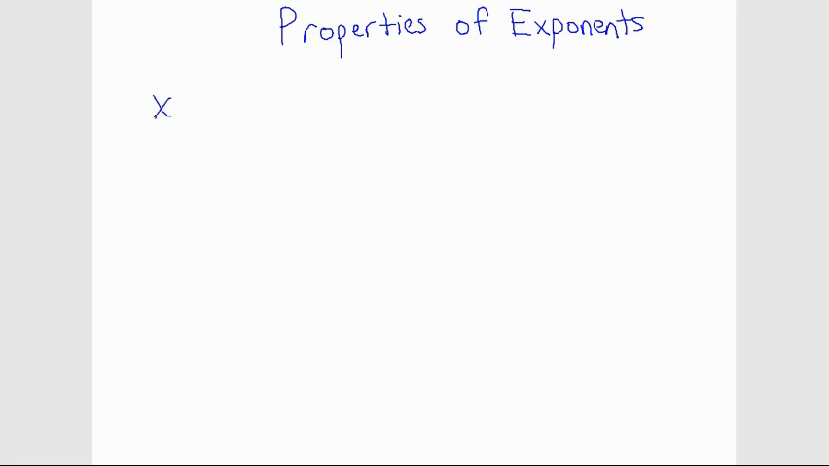We'll start with x squared times x cubed, and we'll keep the bases the same because this is important. I want to write out what I know about this expression if I'm going to know how I can, or even if I can, combine these terms. So I know that x squared is just x times x, and then I know that x cubed is x times x times x.